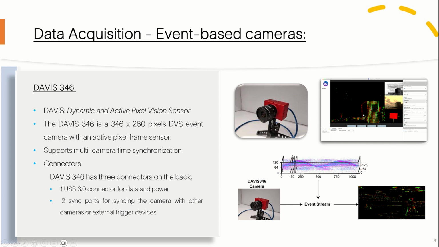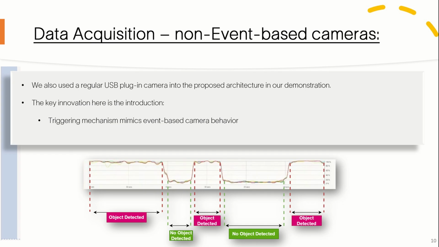But the problem is, if you have to implement this camera on edge devices such as NVIDIA Jetson, then you face a lot of difficulties because they have no support from the ARM operating system. And for the ARM operating system, you have to pass this simulator directly to your algorithm. Doing such a thing, you have to go through a lot of implementation on your own side, and we will discuss it further. Then for the non-event-based camera, we use for this implementation a normal USB plug-in camera. The key innovation is to introduce the tracking mechanism.